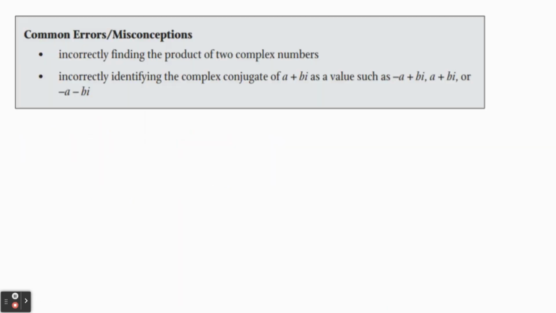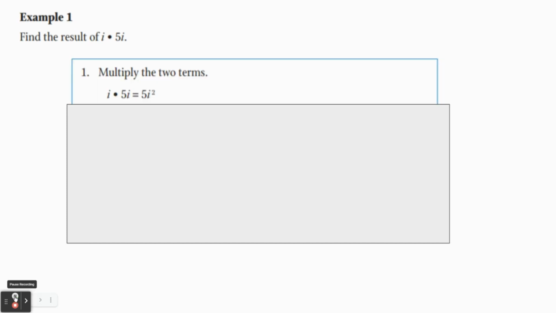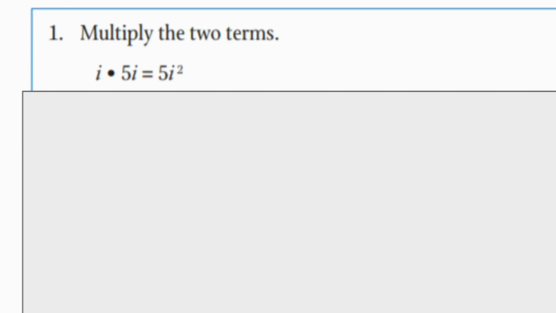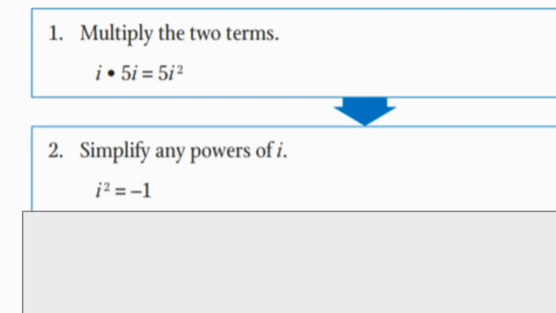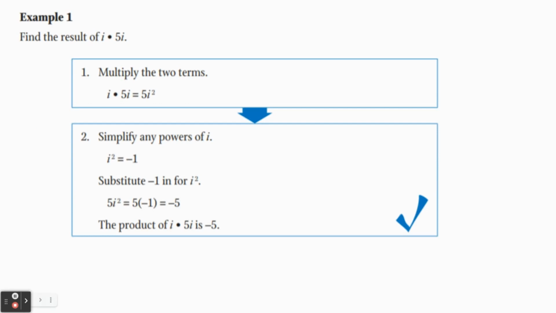Here are some common errors and misconceptions. Example 1, find the result of i times 5i. Well, you multiply these two terms just like you would multiply any number with an ordinary variable, but just remember that when you have i, it can become i squared or i to the third, i to the fourth, i to the fifth, and we need to simplify. And remember, i squared is really -1. So we'll substitute -1 in there. So our final answer is going to be -5.